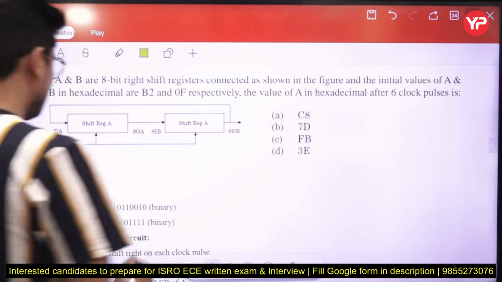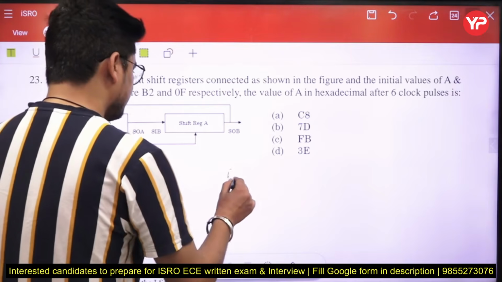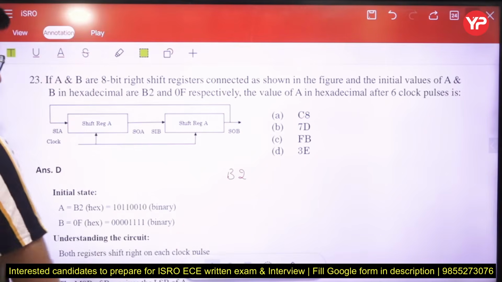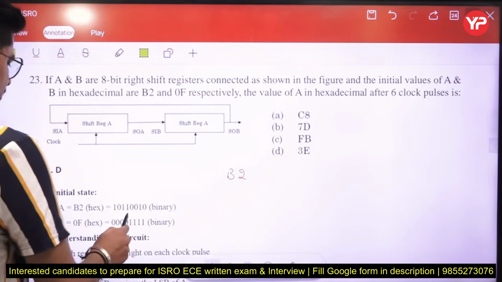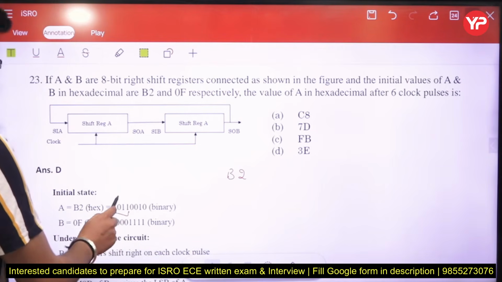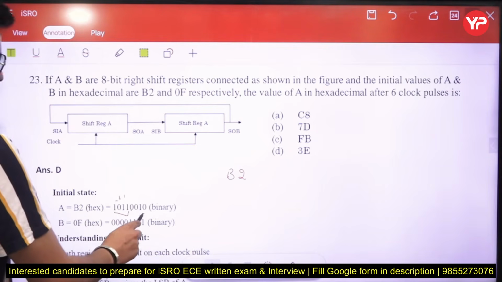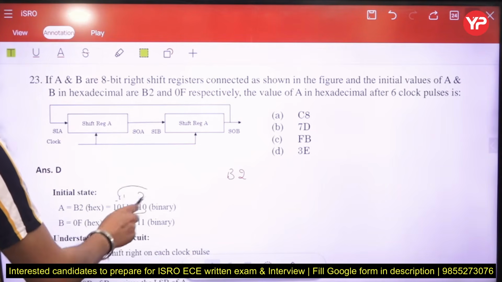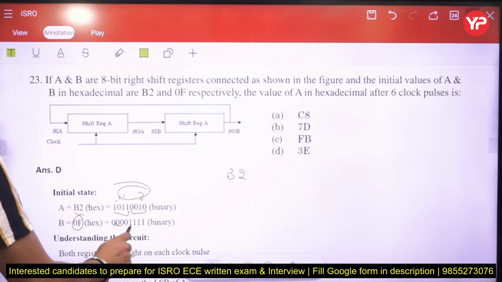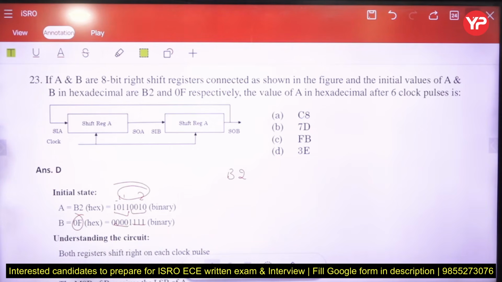First convert B2 into binary. B means 11, so 11 is 8, 2, 1, which is 1011, and 2 is 0010. Then 0F is 0000 1111. So first we convert the content of the given registers into binary.